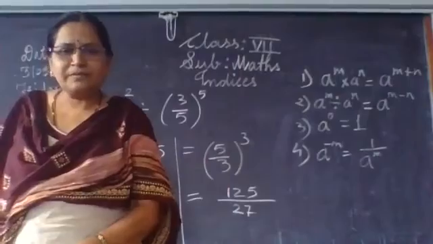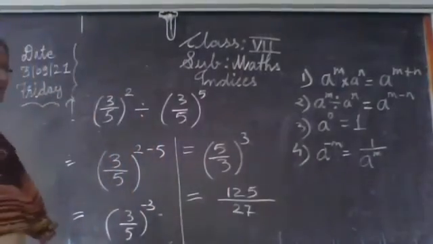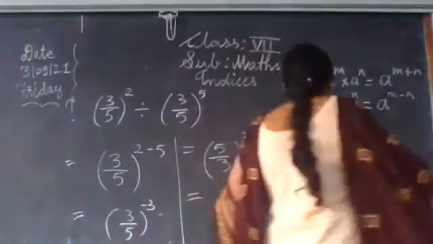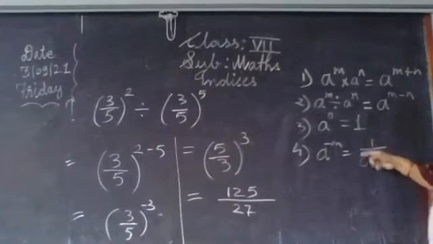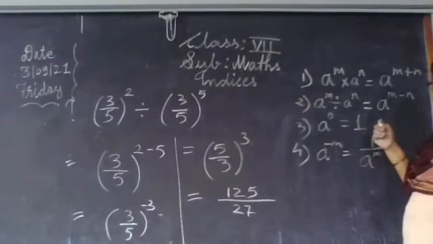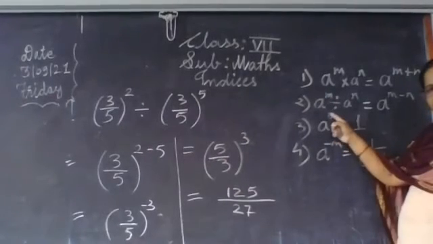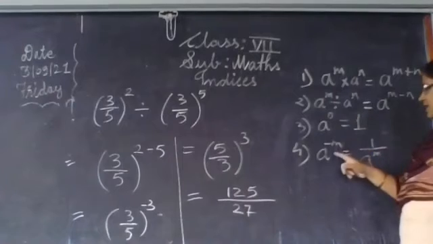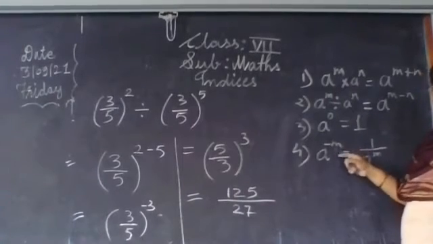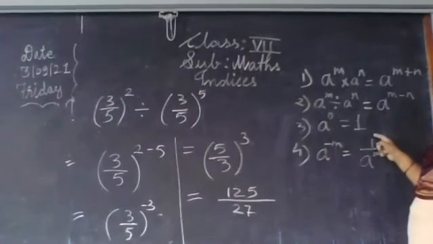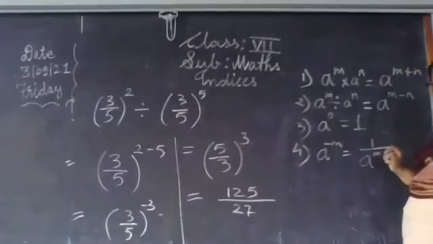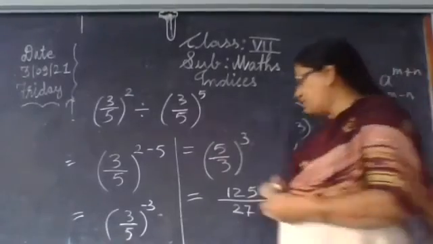Got it, beta? Okay. So today we have learned 2 new laws of exponents or indices. So what is this? A raised to power 0 is always 1 and a raised to power minus n means if power is negative, you can make them positive. Got it, beta?